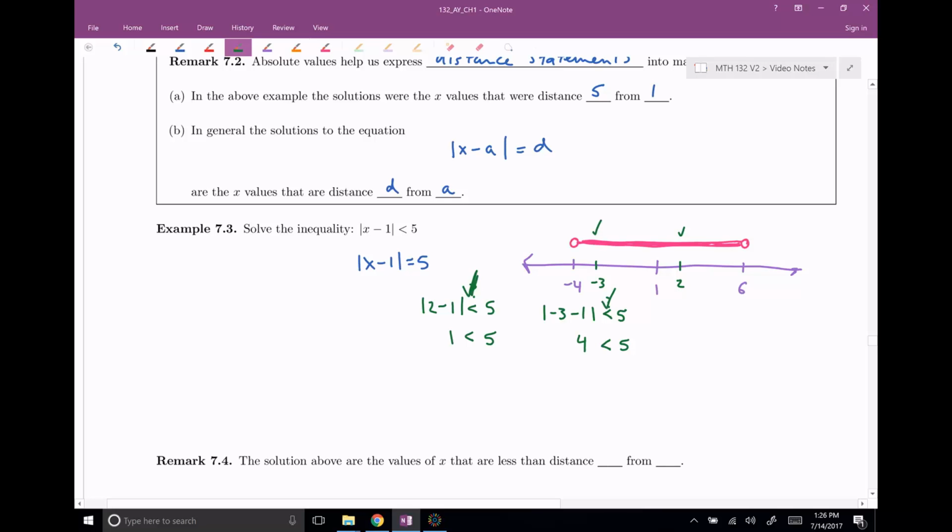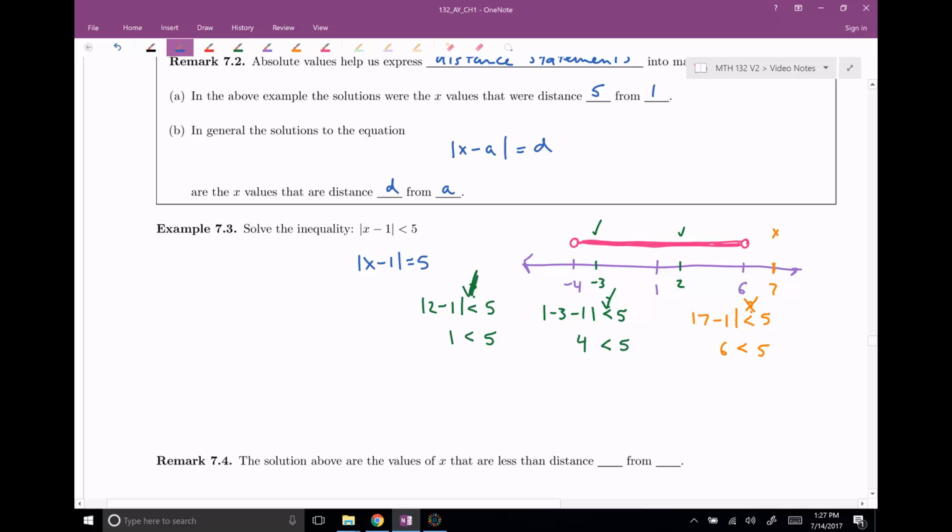Now let's take one that shouldn't work, right? So theoretically, for instance, like 7 out here. Probably shouldn't work. Let's check. So let's plug in 7. So I get the absolute value of 7 minus 1. Is this less than 5? So that's going to be 6 is less than 5. No, this does not work out. 7 is not in the solution set. So it looks like we actually have a good result, right? Seems like everything between -4 and 6 satisfies this inequality.